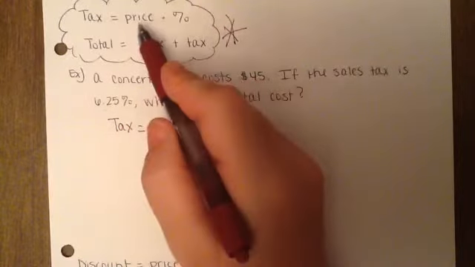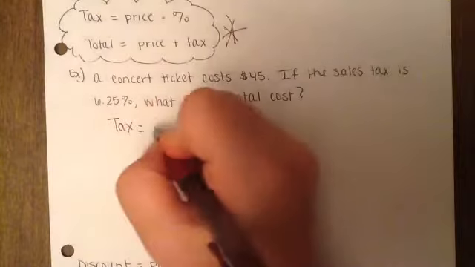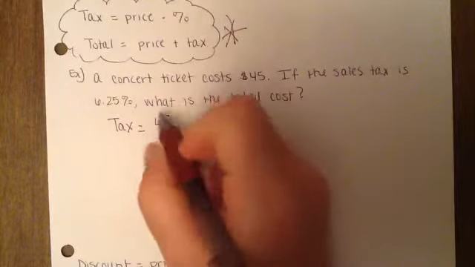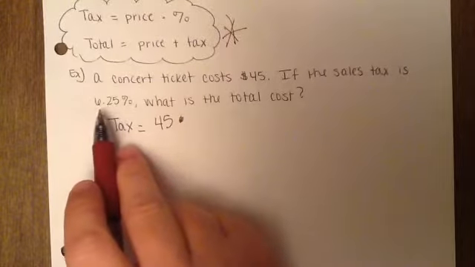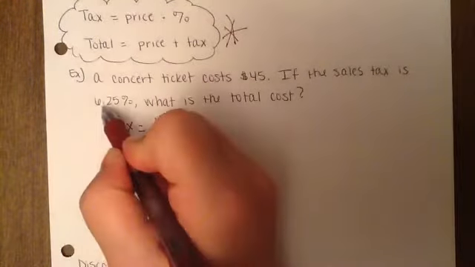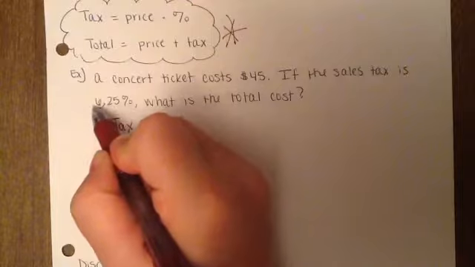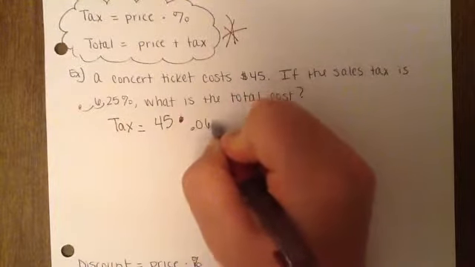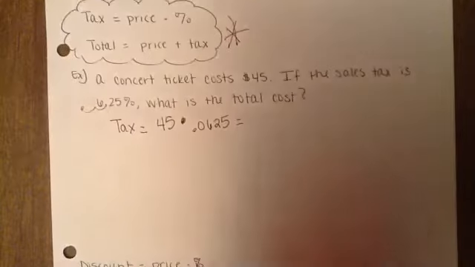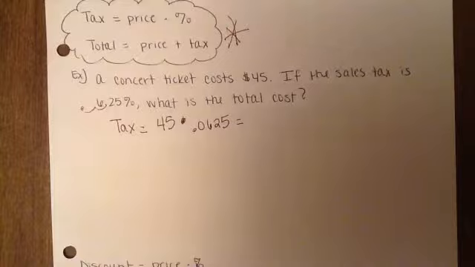To do that, we're going to take the price, which is what? 45, times the percentage. And if I use a decimal, what will this be as a decimal? Once, twice, 0.0625. This is how much extra we will owe. Type that in for me.